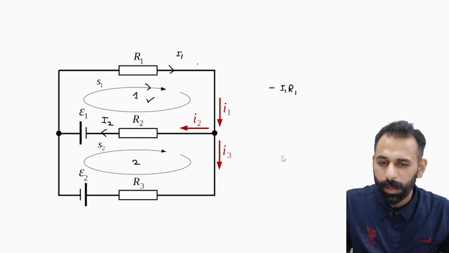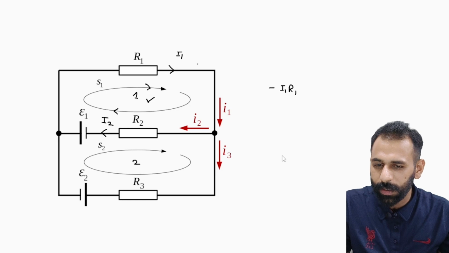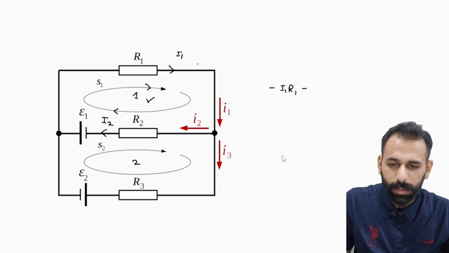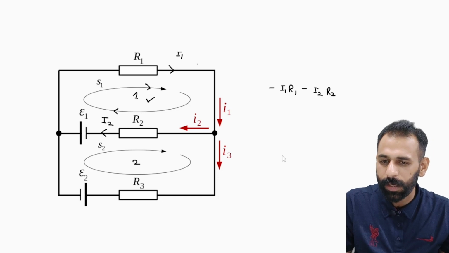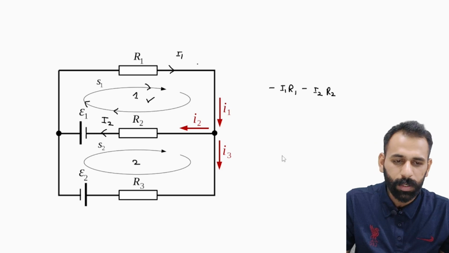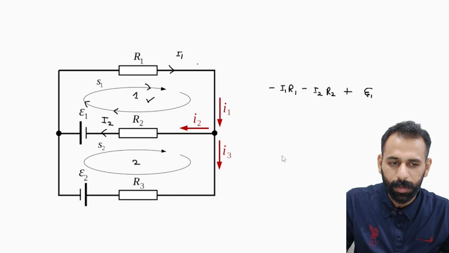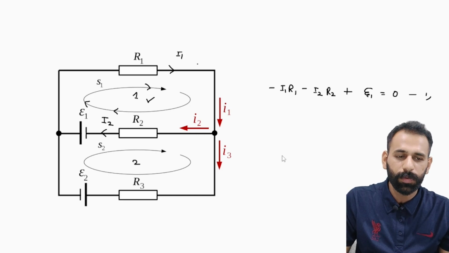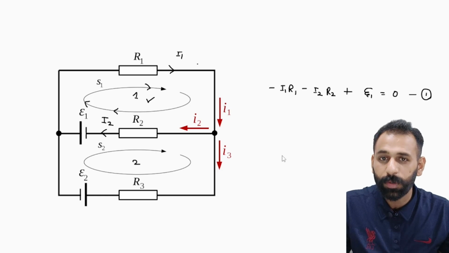Okay, and again this loop is along the current I2. So it will be taken as minus I2 R2, and corresponding to this cell, it is going from the negative to the positive terminal. So that's why it will be taken as plus E1 in the circuit. So it is equal to 0. So this is our first equation corresponding to loop 1.